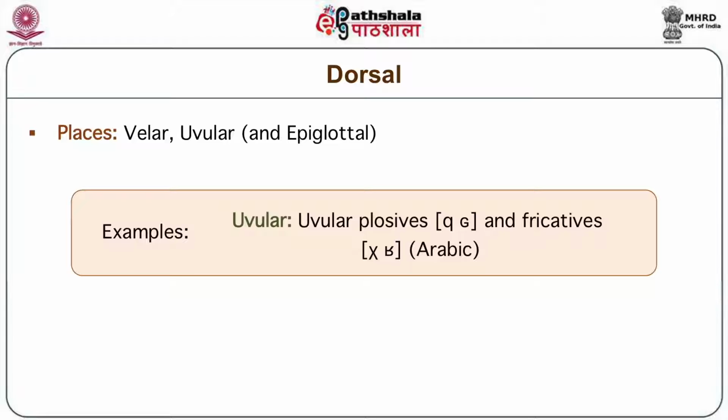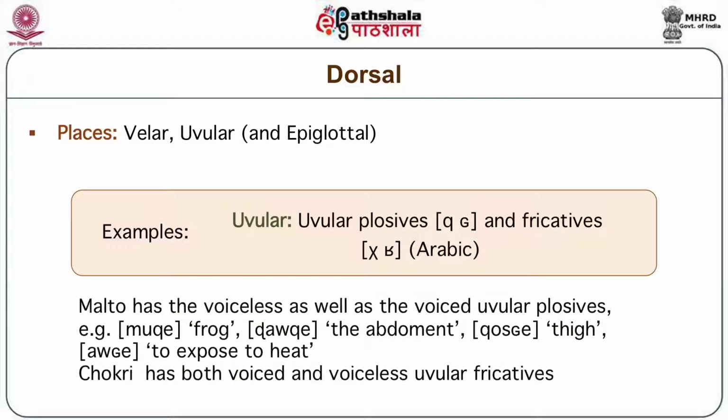The plosives are q and g. These are uvular plosives. I repeat, q and g. And then we have uvular fricatives, namely kh and gh, kh and gh. The most well-known language which has these uvular sounds is Arabic, and among Indian languages we have a Dravidian language, Malto, which also has uvular plosives in it.